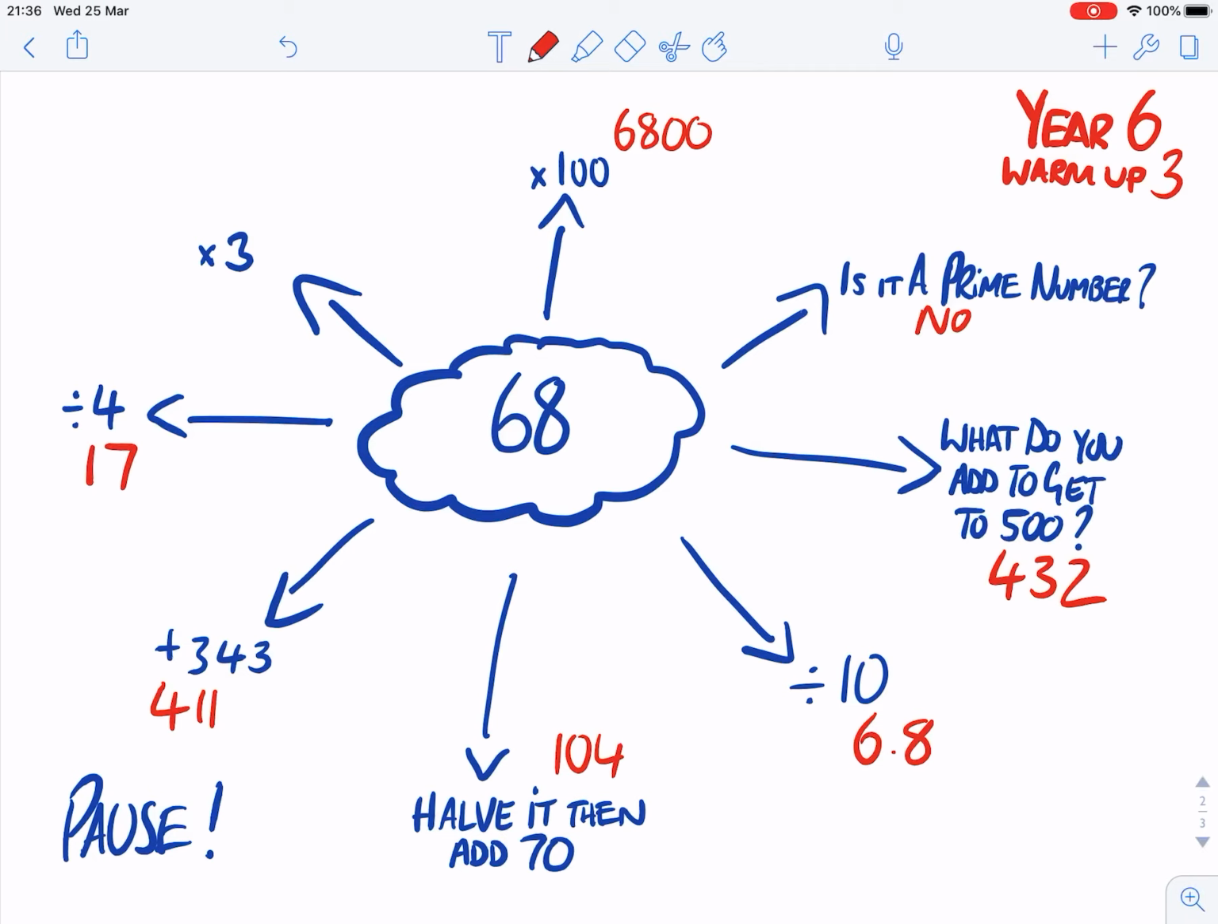And then 68 multiplied by 3, well, in my head, I'll multiply the 60 to get 180. And then I'll multiply the 8 to get 24. If I add those together, I get 204. So hopefully you've got as many of those right as possible. And like I said, if you found it too easy, hopefully you did as many of those this time in your heads.